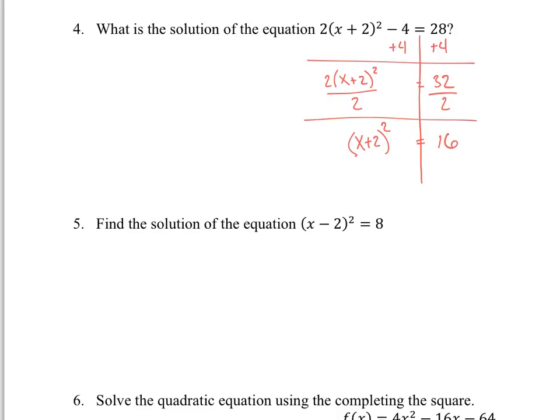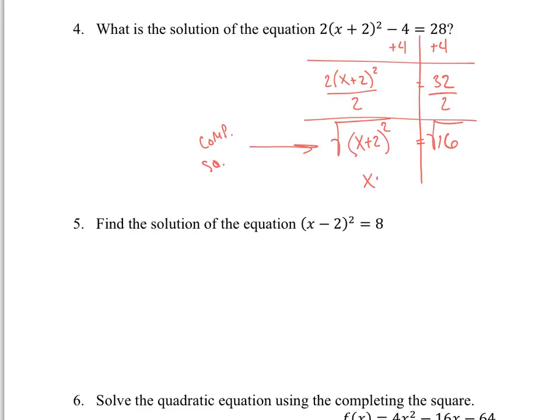Now this is the part where it's very similar to completing the square, because you'll see this exact setup when you complete the square. It's almost as if somebody has already gone through the whole process of completing the square and gotten you to this point. Now you just got to finish the job. So take the square root of both sides.